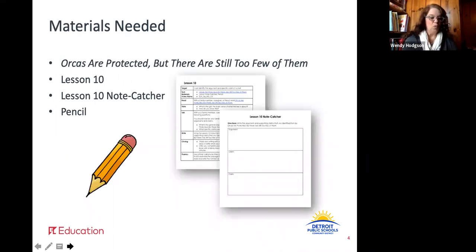And today, you will want to have your lesson 10 out of your distance learning packet that's printed. And you'll want your lesson 10 note catcher along with the reading. And this week's reading, I've printed out for myself as well. It has a picture of a big whale on the front. And it's called Orcas Are Protected, but there are still too few of them.